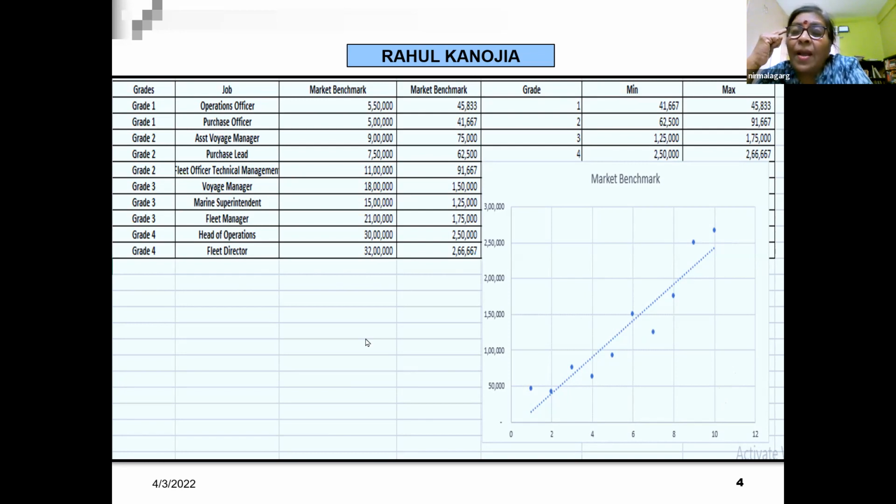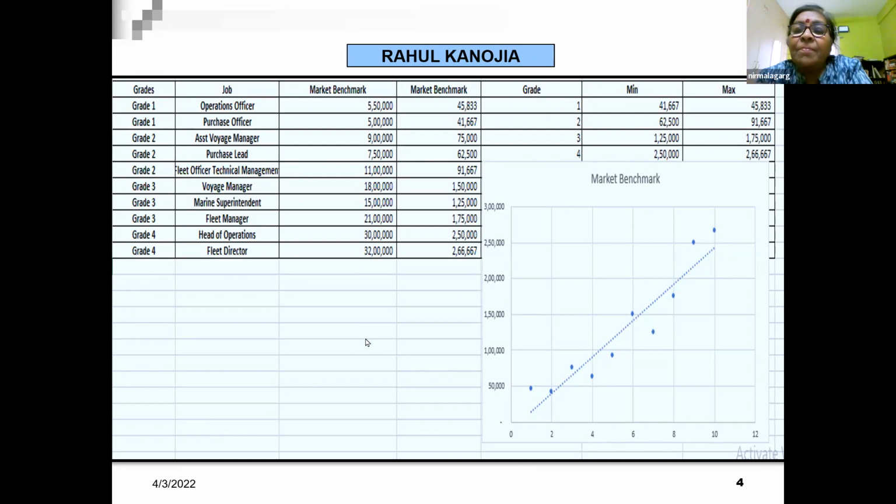So typically what happens even on the ground, when I say on the ground I mean even in your organization, you can always round off the data. Because creating a salary structure doesn't mean that you are actually fixing somebody in that salary, right? This is only a framework for you. So 41 to 45.